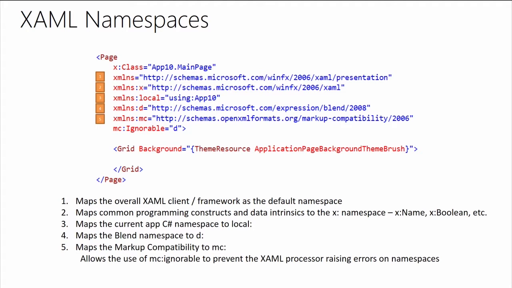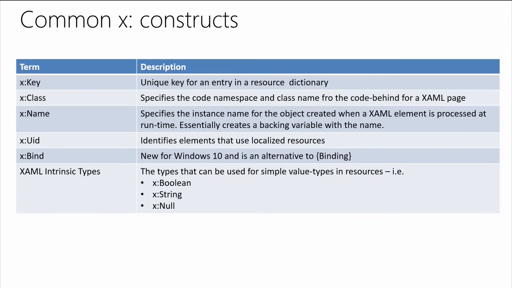Absolutely. So if we flick back to mine, we can see the x:Key there. That's used to create a unique identifier for an entry in a resource dictionary. And we're going to be covering resource dictionaries in some depth a little bit later. But fundamentally, if you imagine a key value pair or regular C# dictionary or whatever, this represents the same thing. It's the ID that you would use to find that particular resource.